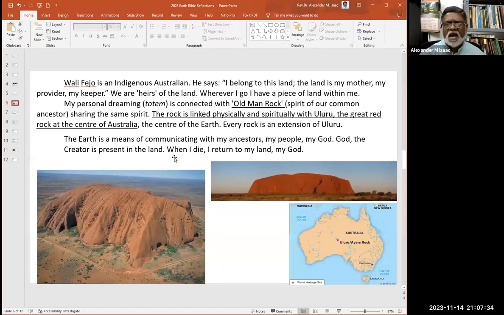We can see a parallel in the Jewish scriptures, the Old Testament. From earth we came, and to earth we will return. That passage we are familiar with. For when I die, I return to my land, my God.